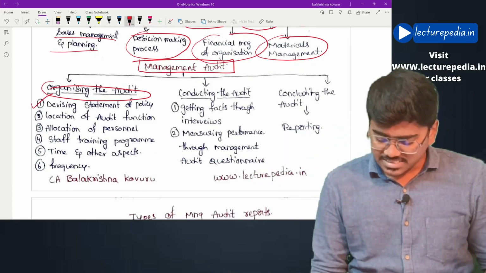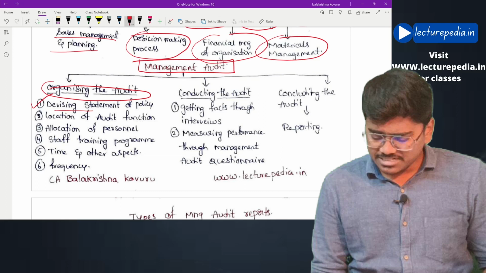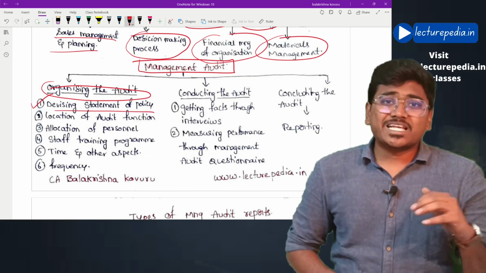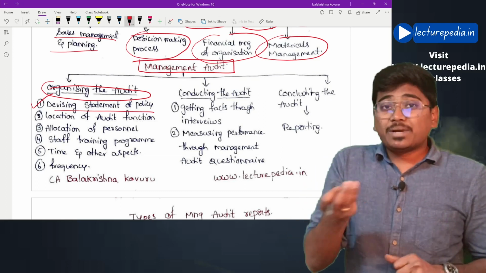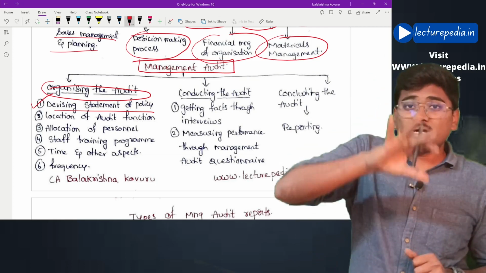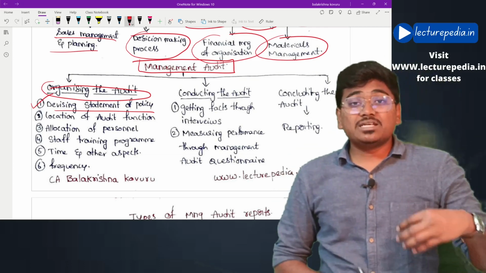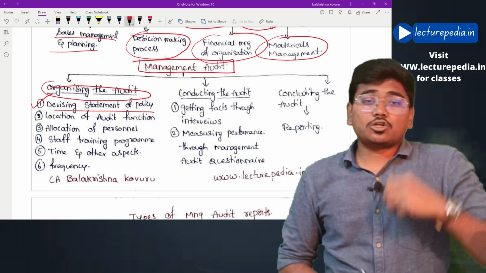First of all, devising a statement of policy. Basically, in this management audit, the auditor will appraise the decisions that are taken by top management. So there should be sufficient cooperation from the top management.